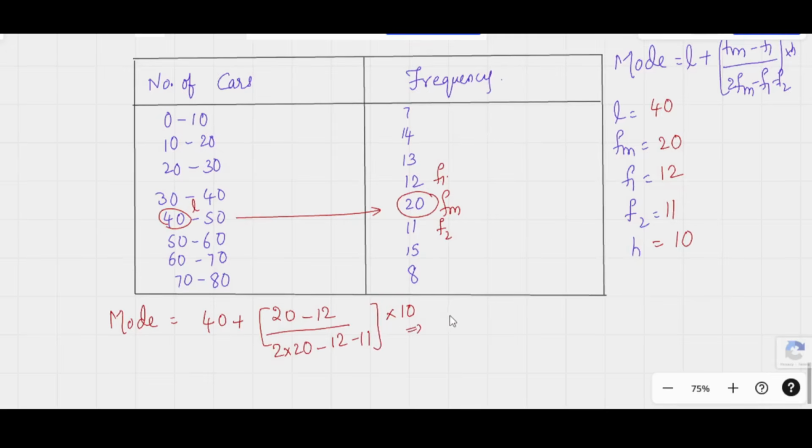That is equal to 40 plus 20 minus 12 is 8, by 40 minus 12 minus 11, that is 40 minus 23... into 10, that is equal to 40 plus 80 divided by 18. So 2 nines are 18, 9 fours are 36, point again 4. So 40 plus 4.4, 44.4 will be our mode.